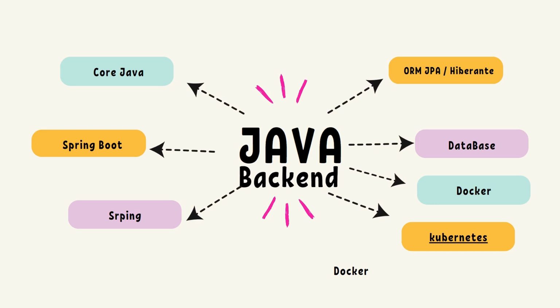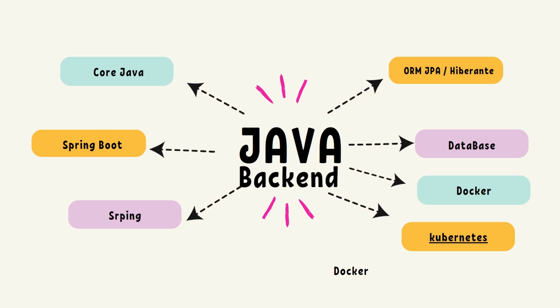And next you should have knowledge of databases, either Oracle or MySQL as a relational database, and any one NoSQL database is also mandatory. And apart from that, Docker. All the applications are deployed into Docker now because Docker is a containerization platform. So all the Spring Boot applications we are deploying in Docker. So you should have good knowledge of Docker.